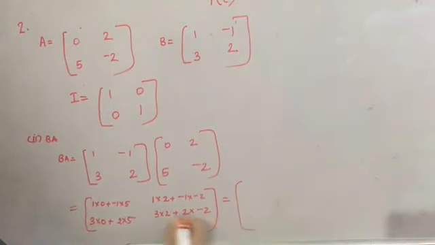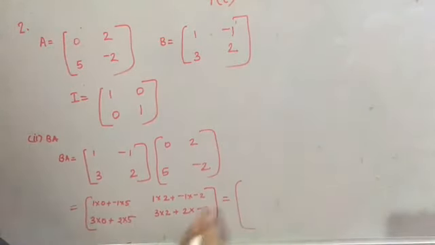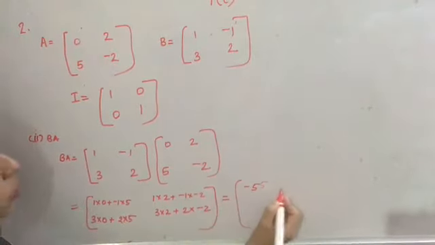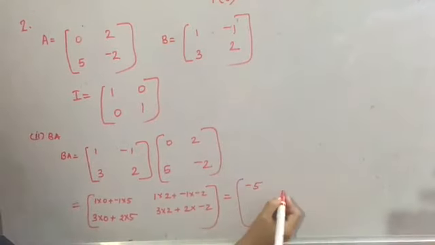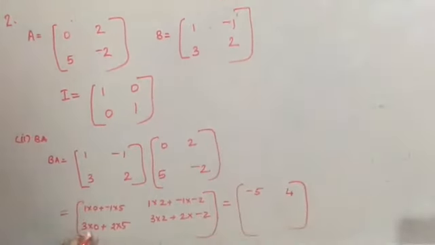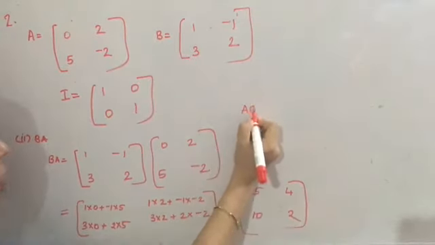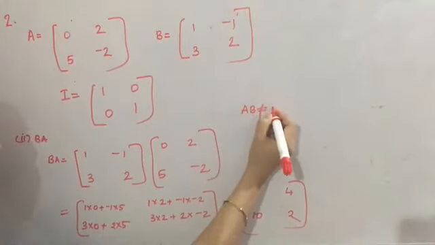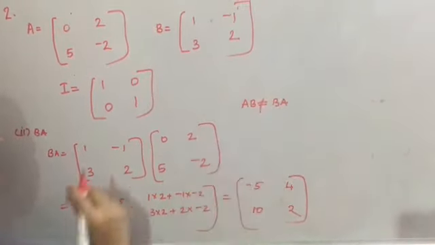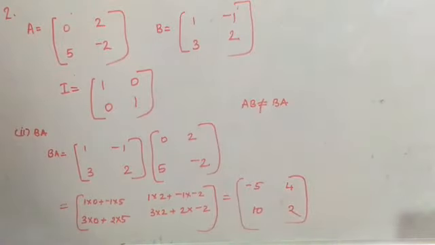That is equal to 1 into 0, that's 0, minus 5. 2 minus 2, that is minus into minus, that is plus 2, that is 4. 3 into 0 is 0. 2 into 5 is 10. 3 into 2 is 6. 6 minus 4 is 2. So you can check from this, just check your previous answer, AB is not equal to BA. So that means multiplication of matrices is not commutative.